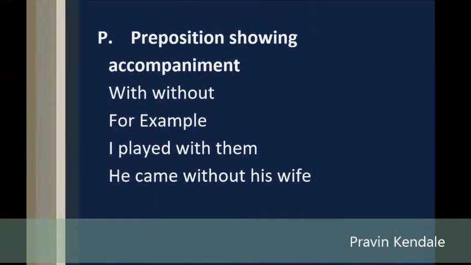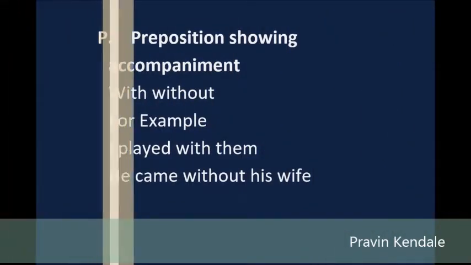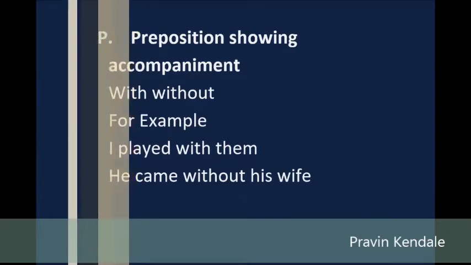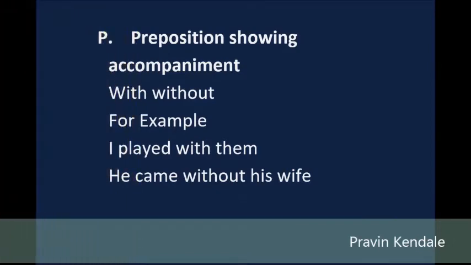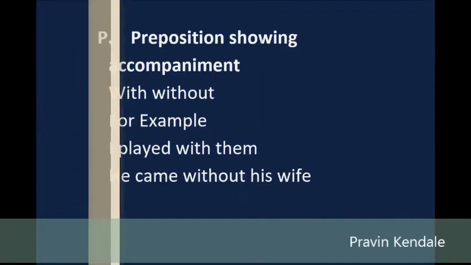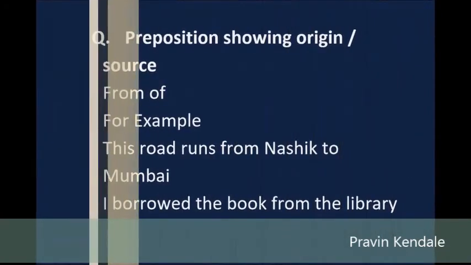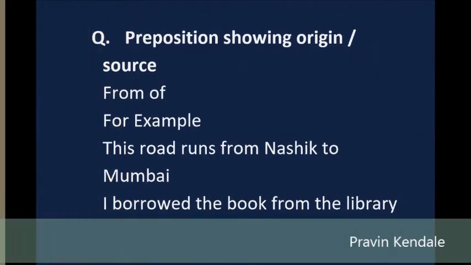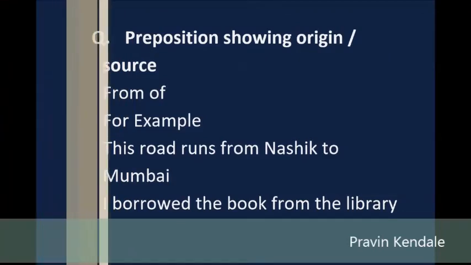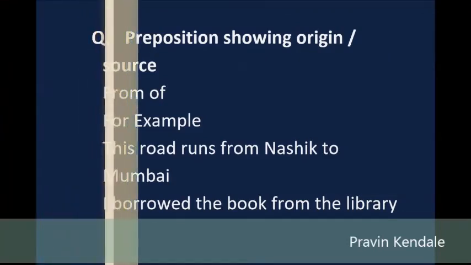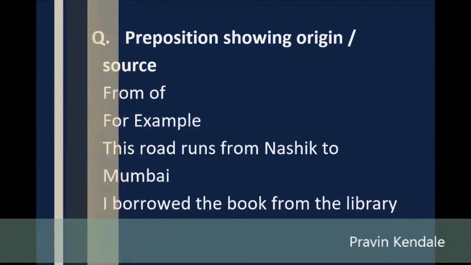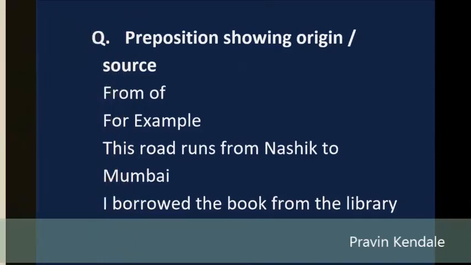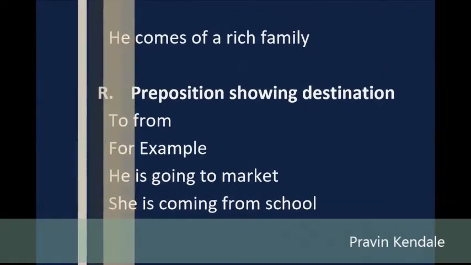P. Preposition showing accompaniment: with, without. For example, I played with them. He came without his wife. Q. Preposition showing origin or source: from, of. For example, this road runs from Nashik to Mumbai. I borrowed the book from the library. He comes of a rich family.